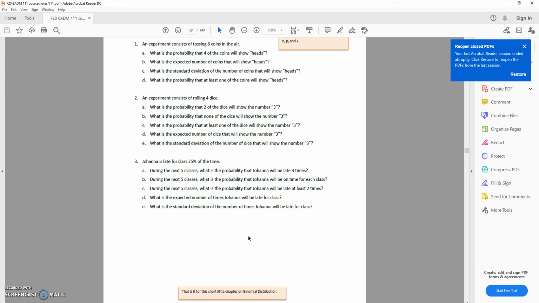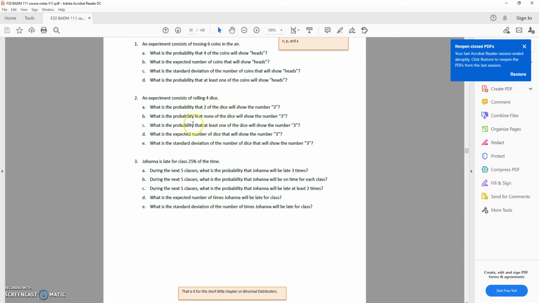We are on page 59. We're going to look at doing part of question 2. The experiment consists of rolling 4 dice. We'll do part A, C, and D. So A is exactly 2 dice.